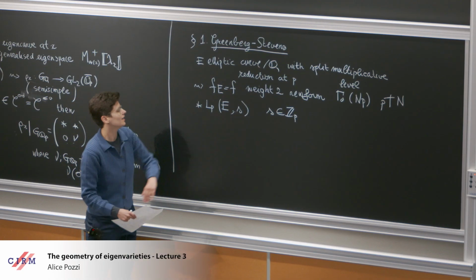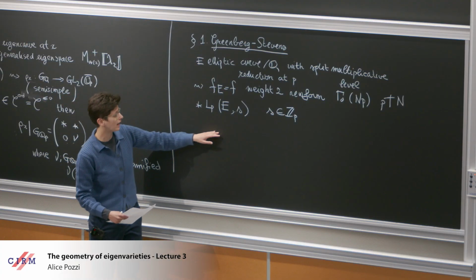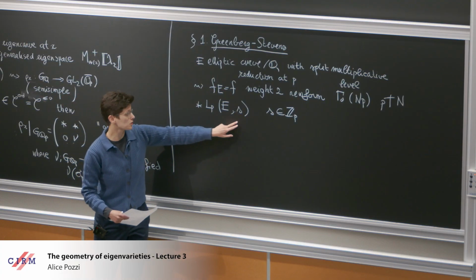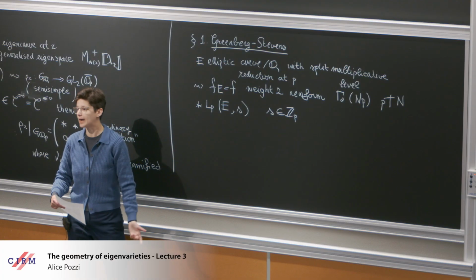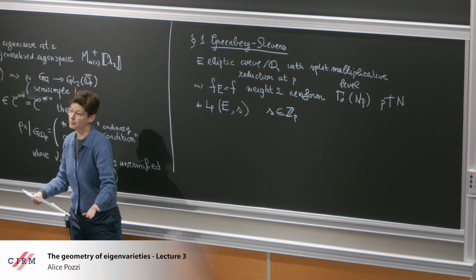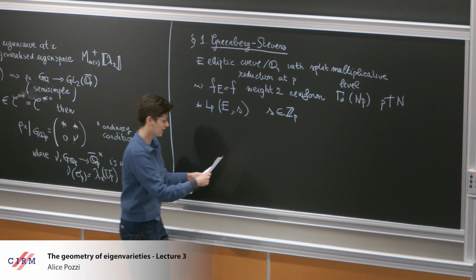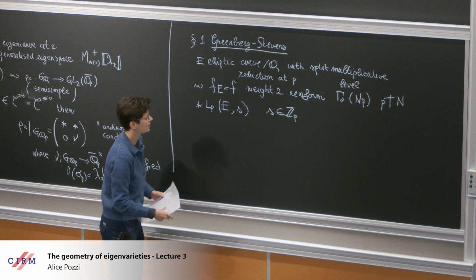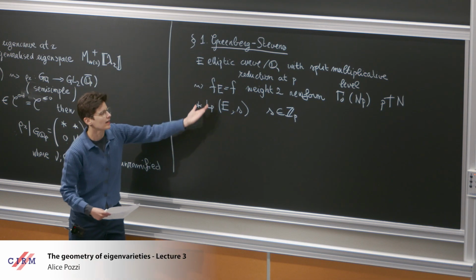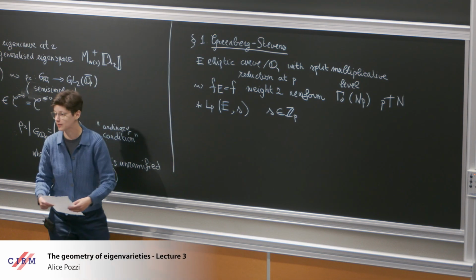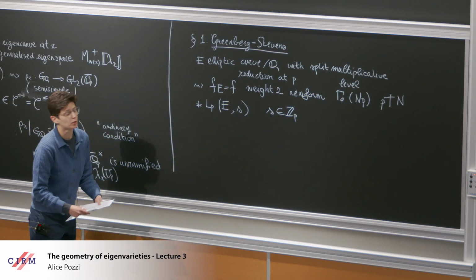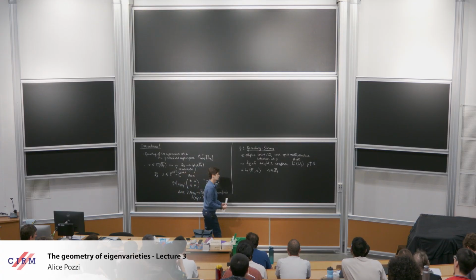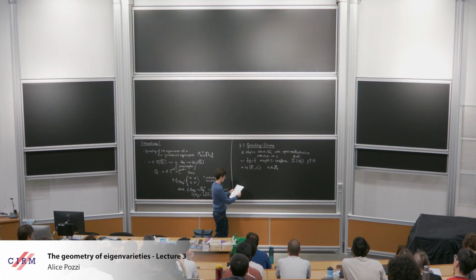Nevertheless, this guy arises by interpolating values at just s equals 1 of the L function of the elliptic curve twisted by characters of conductors given by p powers. Anyway, let's assume that we have such an object, and the idea is that the values at s equals 1 and the order of vanishing and so on should also be related to the Mordell-Weil group, the rank of the Mordell-Weil group, like in the non-p-adic case.